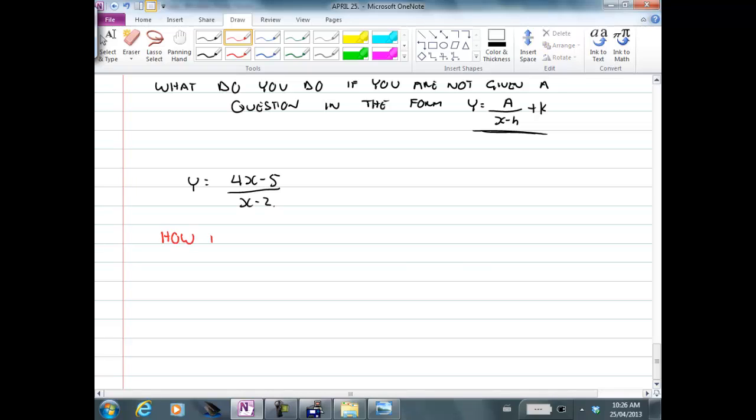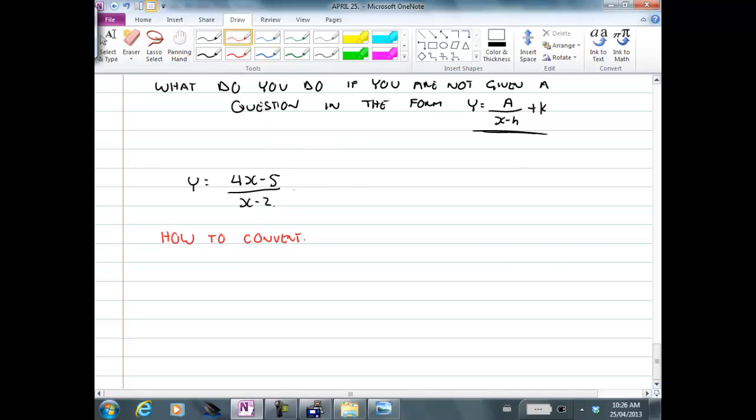Okay. The problem is this. Number one, there's a big problem. This is a 1 fraction. Here, I have 2 separate pieces. Somehow, I have to convert from here to this format. So there's a lot of tricks you're going to do.